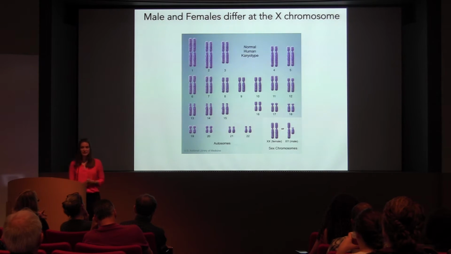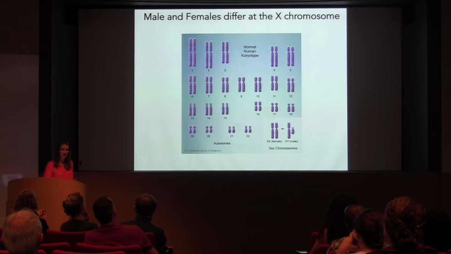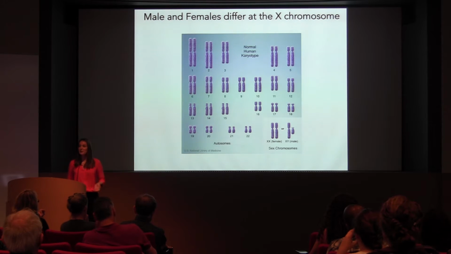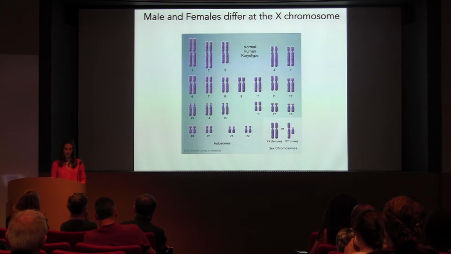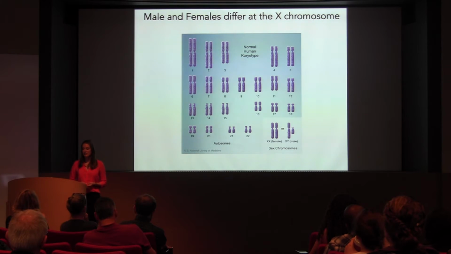So males and females differ at the X chromosome. All humans have 23 pairs of autosomes, represented here, 1 through 23. And they differ at the sex chromosomes. Males have 1 X chromosome and 1 Y chromosome, and females have 2 X chromosomes. Now the Y chromosome sets up male-specific traits. And that leaves us with an unequal expression of the X chromosome. Women have twice as much, and males just have 1. And so mammals have evolved a really interesting biology that actually silences one of these X chromosomes, and that's known as X chromosome inactivation.